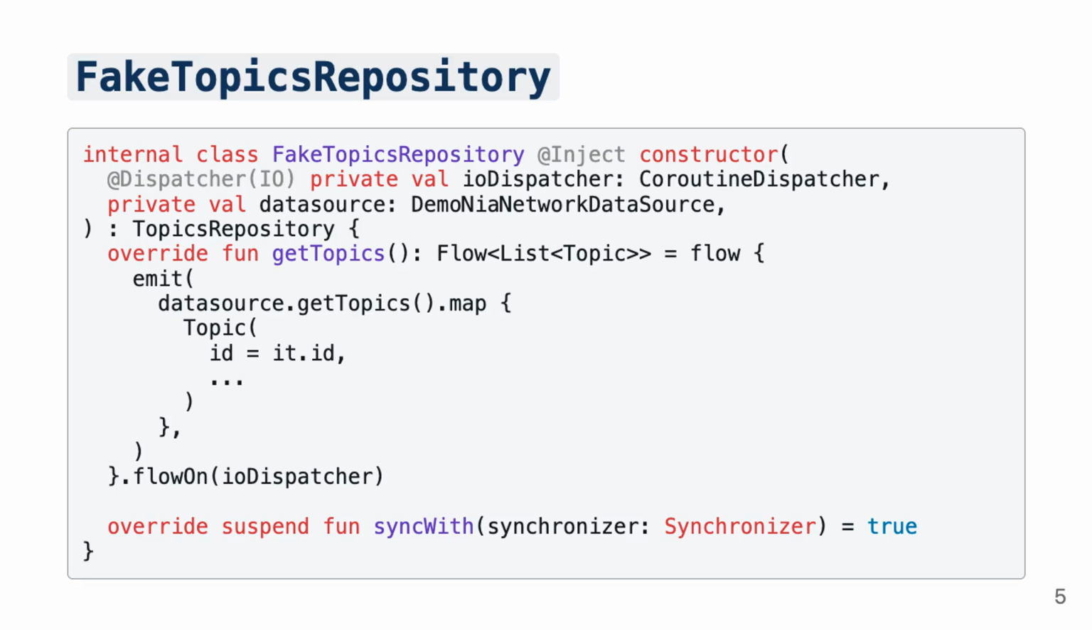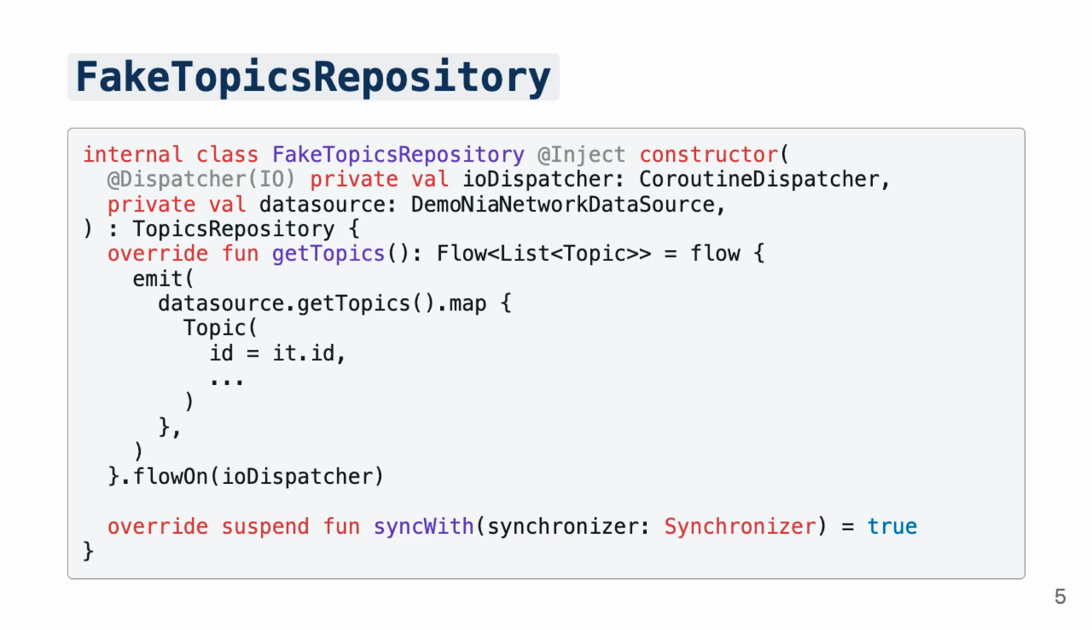Next is the fake topic repository. The sync with function in this class always returns true, indicating synchronization is complete because it doesn't use the network. The getTopics function obtains and returns values from the fake network data source. This data source reads a pre-prepared JSON file and returns that data.